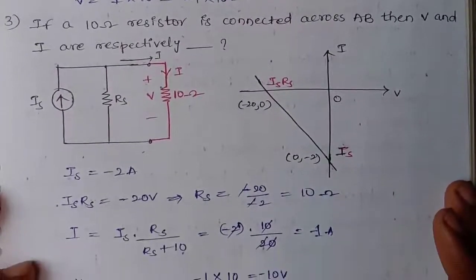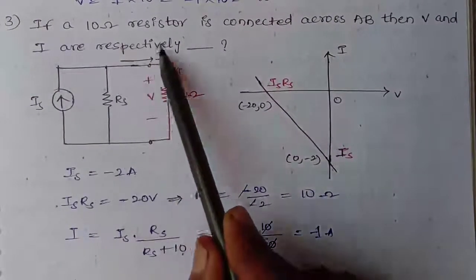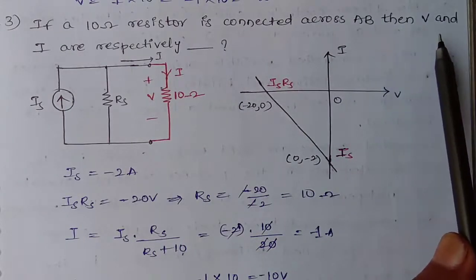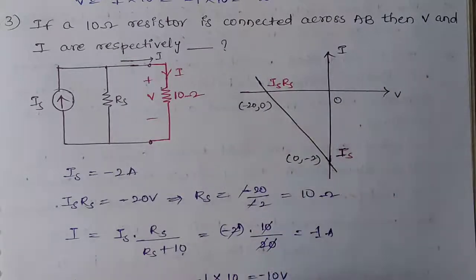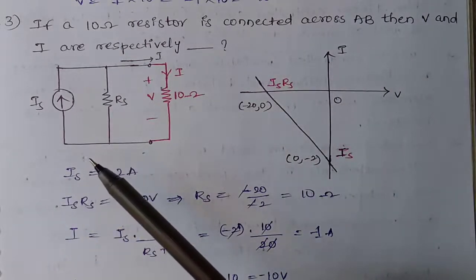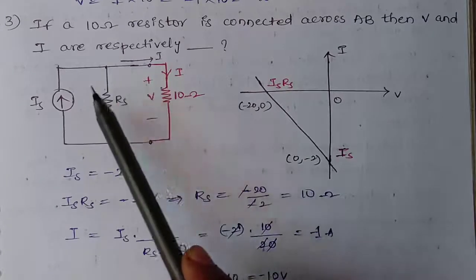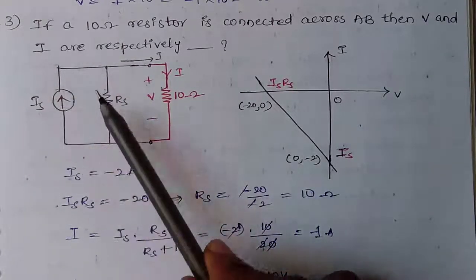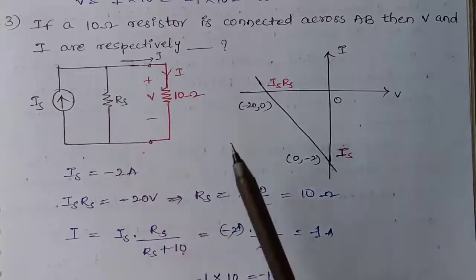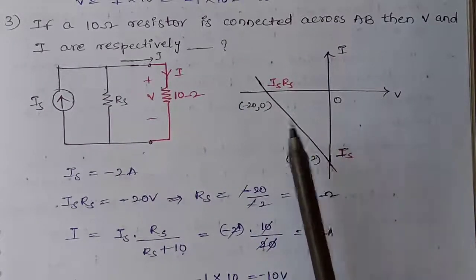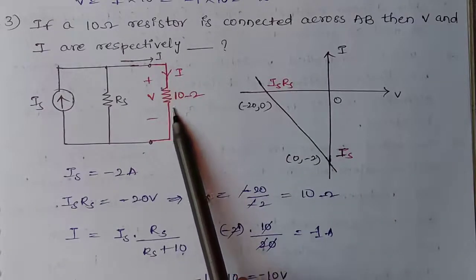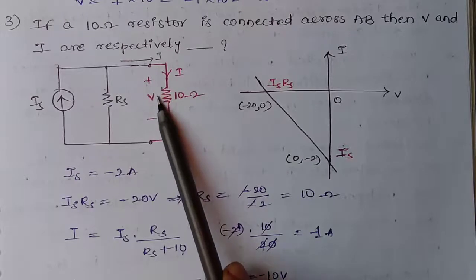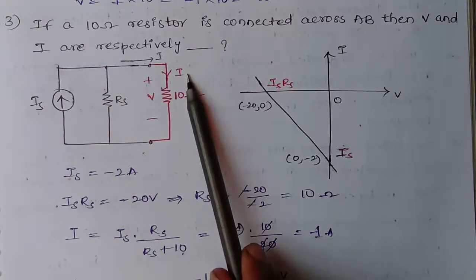Here you can see that a 10 ohm resistor is connected across AB, and we need to find out V and I respectively. That means this is a practical current source. We are given this practical current source, and its characteristics are given in this figure. We are connecting this 10 ohm resistor across this practical current source. We need to find the voltage across this 10 ohm resistor and the current through it.